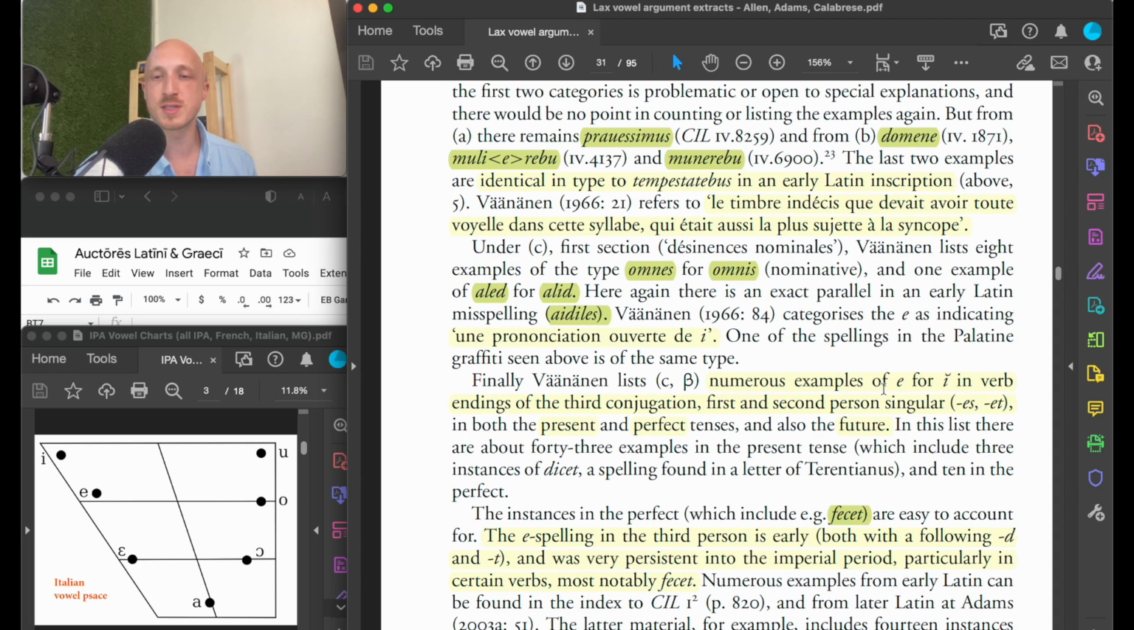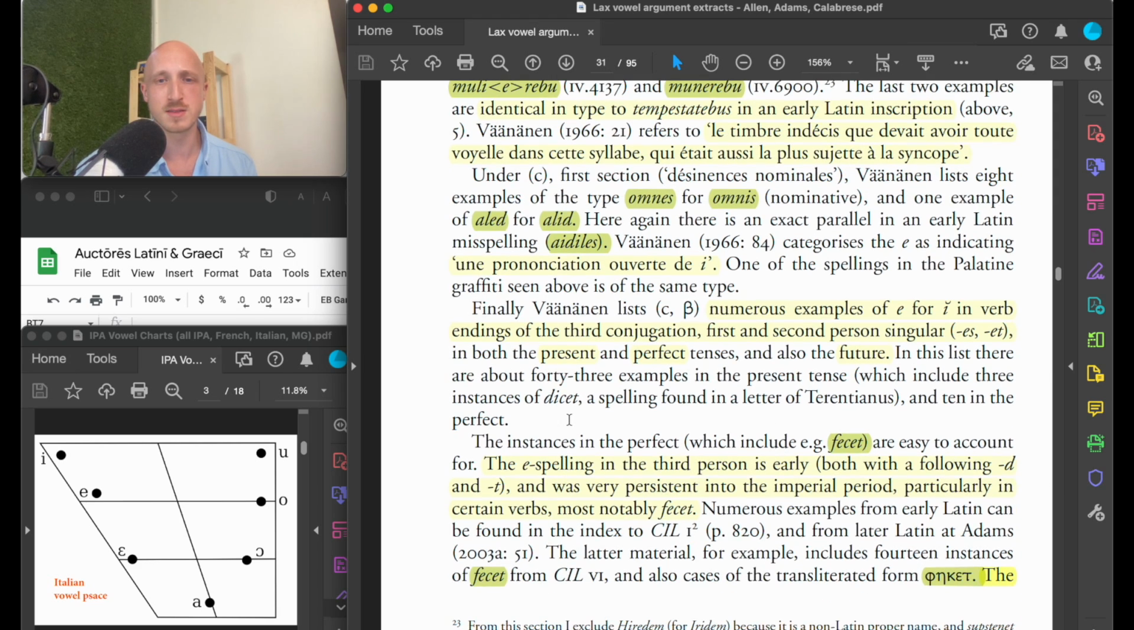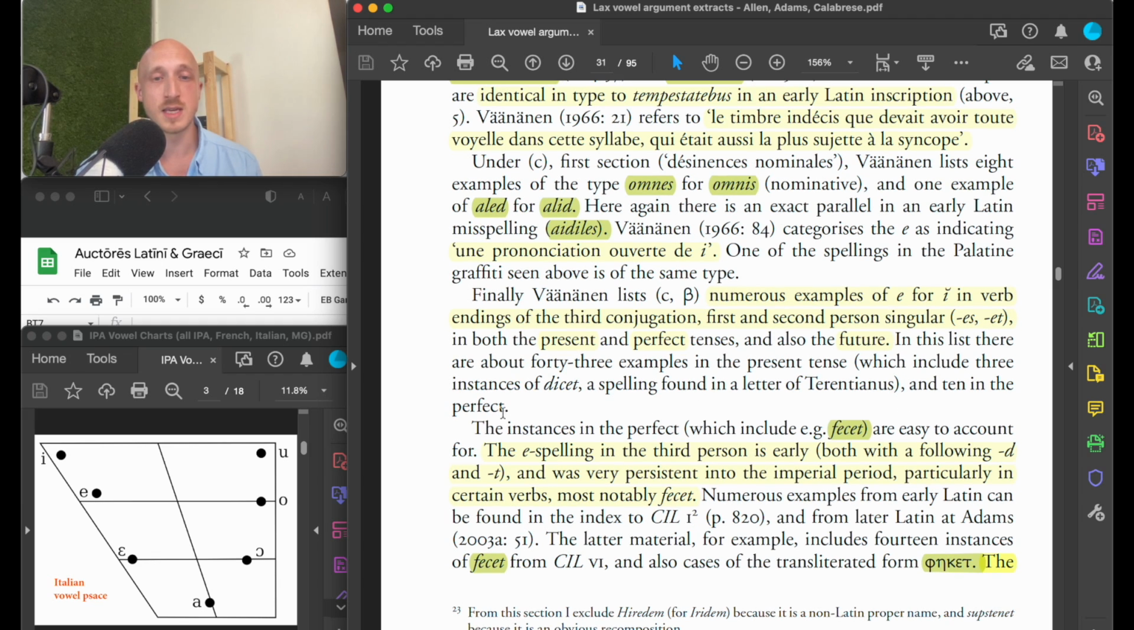He lists numerous examples of e for ē in verb endings of the 3rd conjugation, 1st and 2nd person singular, so -es and -et, in both the present and perfect tenses, and also the future. In this list, there are about 43 examples in the present tense, which include 3 instances of dicet, a spelling found in the letter of Terentianus, and 10 in the perfect. The instances in the perfect, which include fecit, are easy to account for.